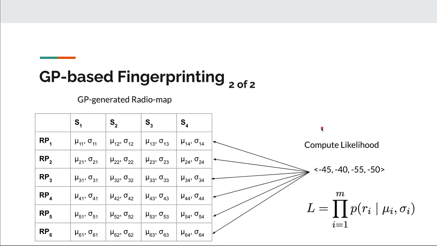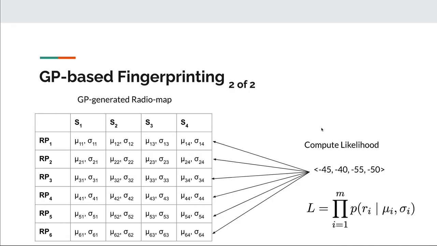During the online localization phase, we perform a similar process as the traditional fingerprinting in that we compare the unknown RSSI vector to each and every reference point. However, instead of using the Euclidean distance, we compute the likelihood of the unknown RSSI vector belonging to each reference point. Now, this is possible because the radial map consists of Gaussian distributions instead of just values.